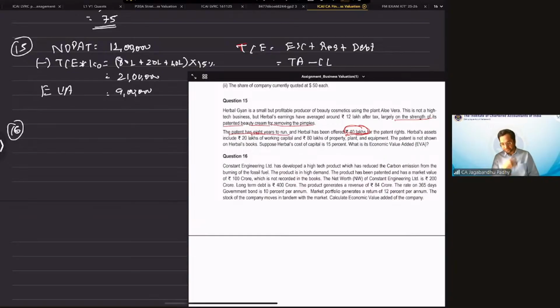Sixteenth one, guys. Are you able to get it? 16th question. Again, here the patent is there.